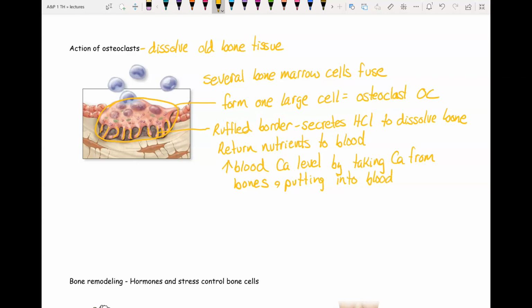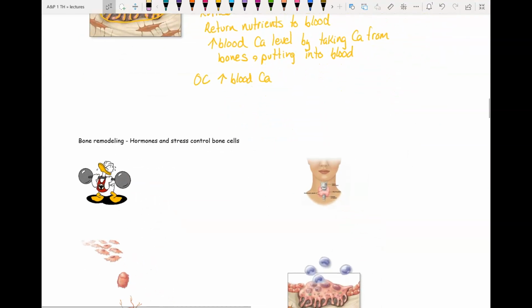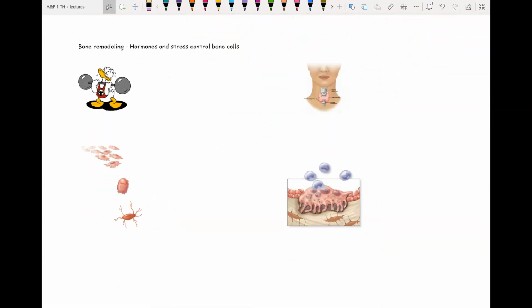So one of the main ideas here is that osteoclasts increase blood calcium level. So now let's start to put some things together and see a bigger, complete picture. So we know your bones are being remodeled. You're making new tissue, you're getting rid of old tissue. So on this side, on the left, we have your osteoblasts, which we know are what build the new tissue.